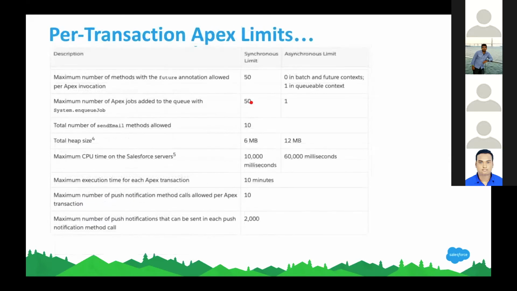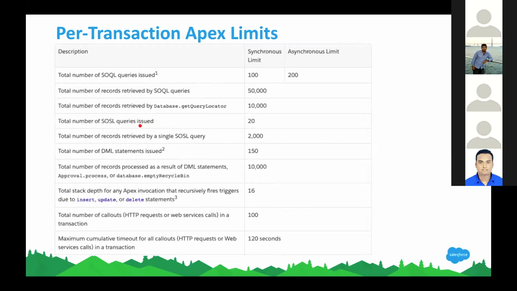The third one is the total number of SOSL queries issued. Salesforce has two kinds of queries, SOSL and SOQL. Here we are going to see the SOSL limit and the number of records that can be retrieved by a SOSL query. The limit is 20. You can use 20 SOSL requests, and the number of records that can be retrieved via a SOSL query is 2000.